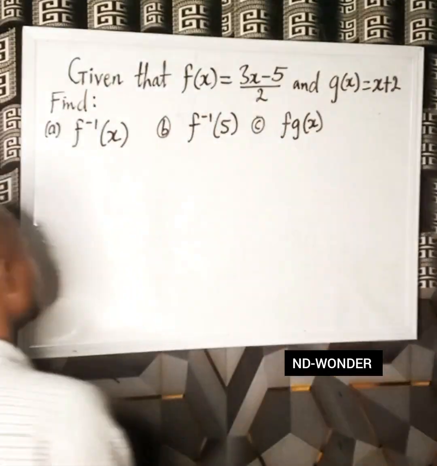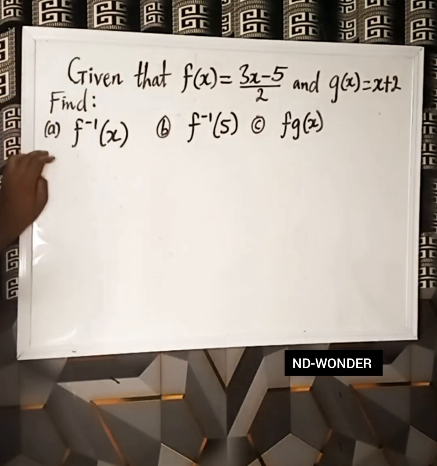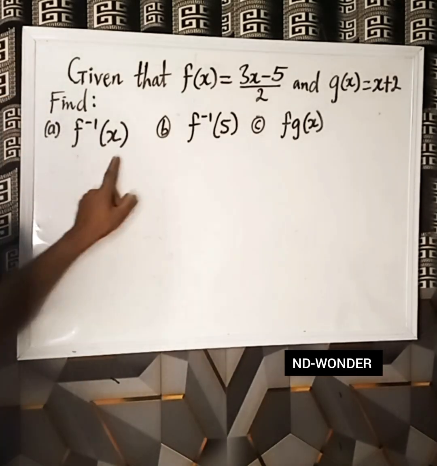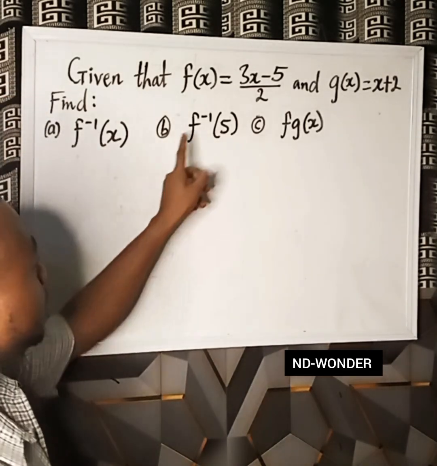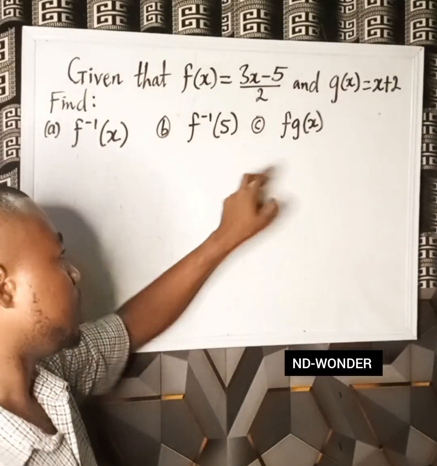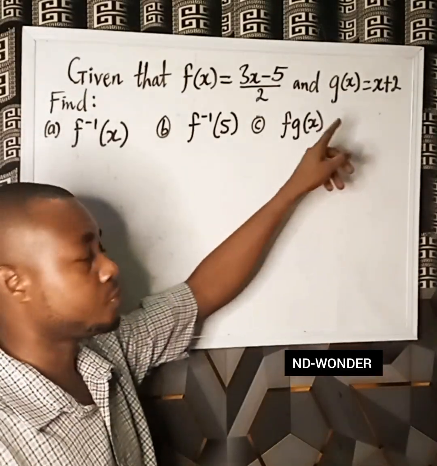x plus 2. We have to find a, f inverse of x, b, f inverse of 5, and c, f of g of x.